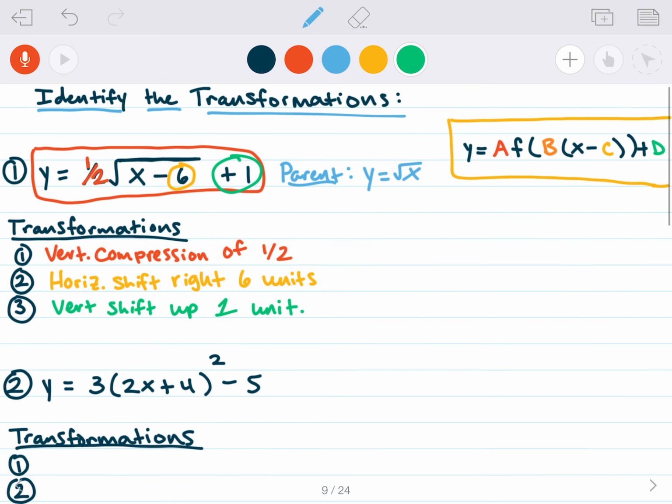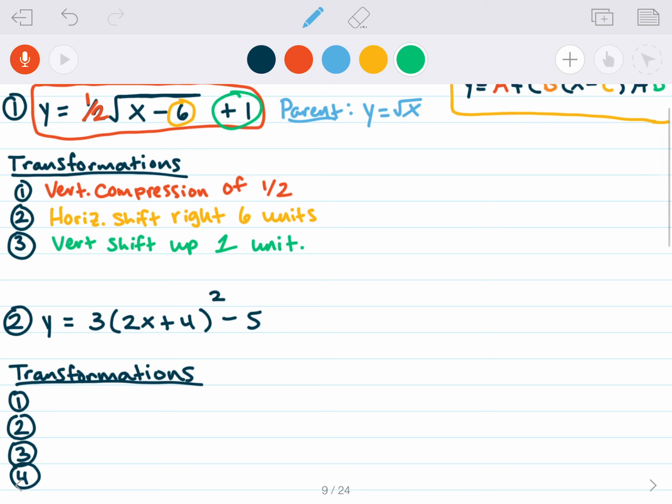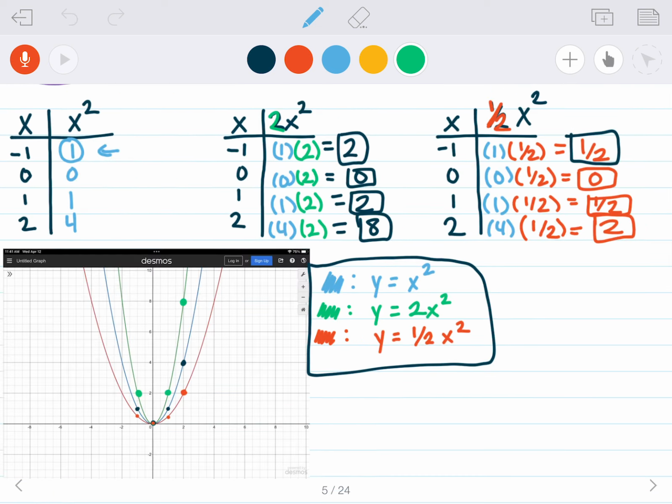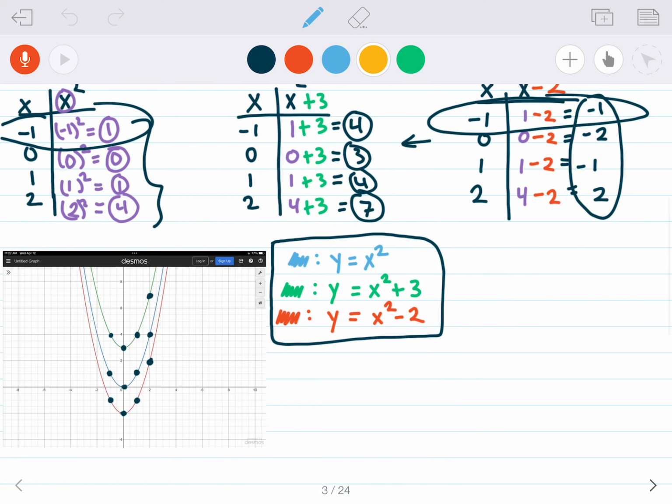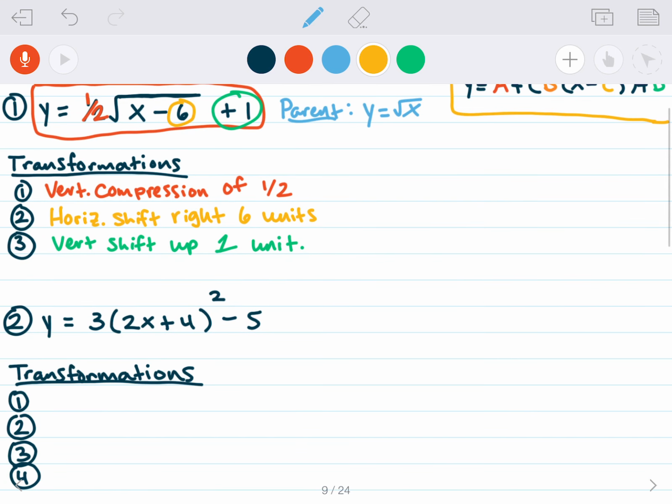Let's look at number 2. So what is the parent graph of this? What does this most closely resemble out of our parent graphs here? Well, it's squared, so it has to resemble the quadratic, right? Let's go ahead and compare this to the parent function x squared. So our parent function here is going to be y equals x squared, right? Because we have the square here, we have a variable here. Let's compare it to x squared.